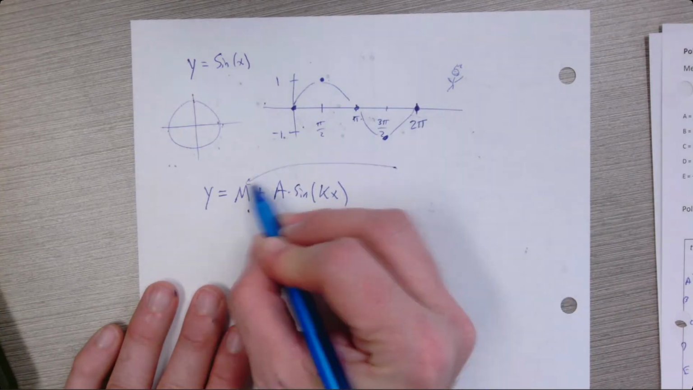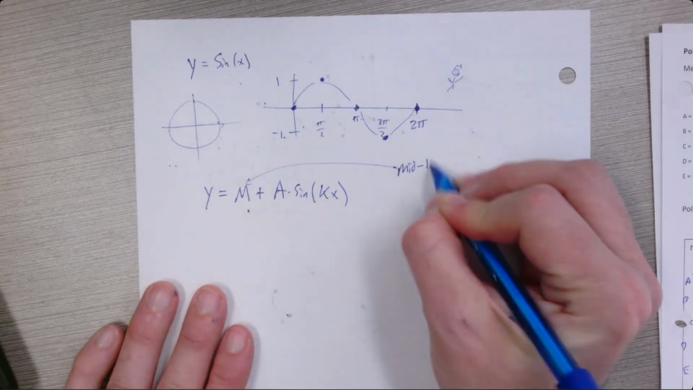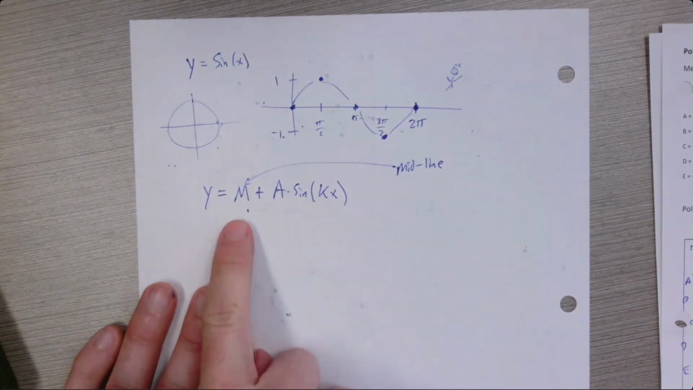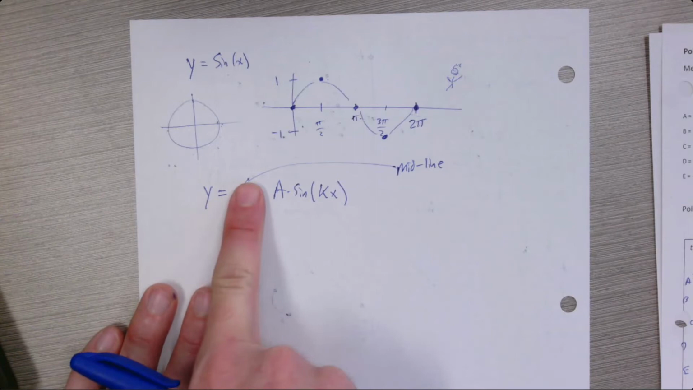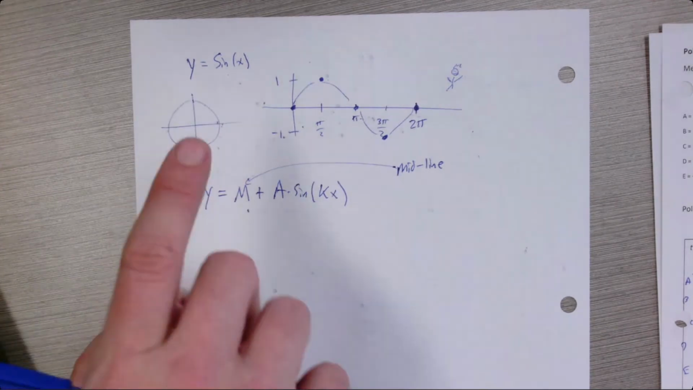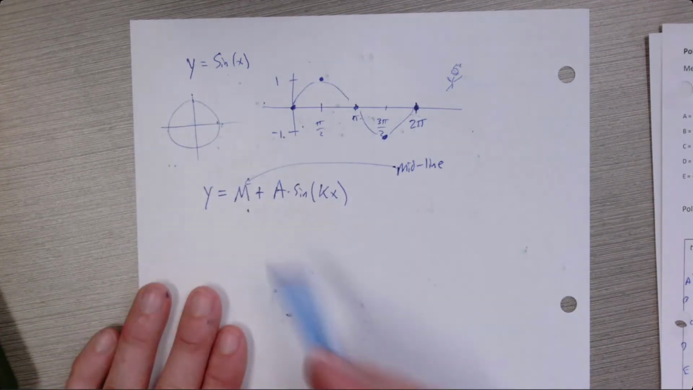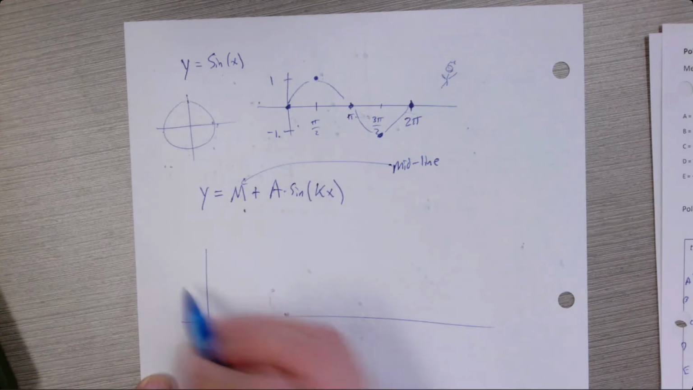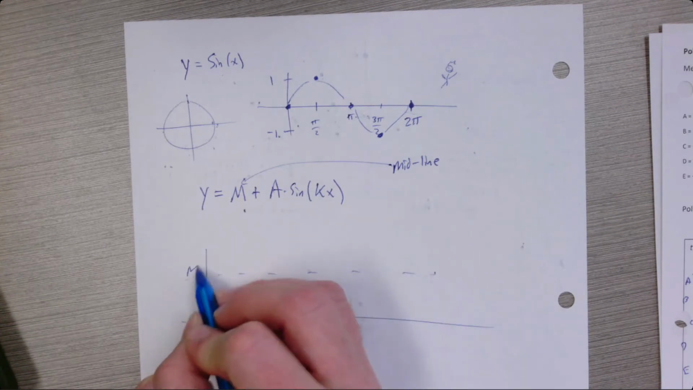So m, some people call the midline. And the way to think about it is, it's just like a vertical translation. Without that thing, you've got your curve. If you add anything to your curve on the outside, that's like shifting all the y values, which is like a vertical translation. So the midline would be somewhere at m.